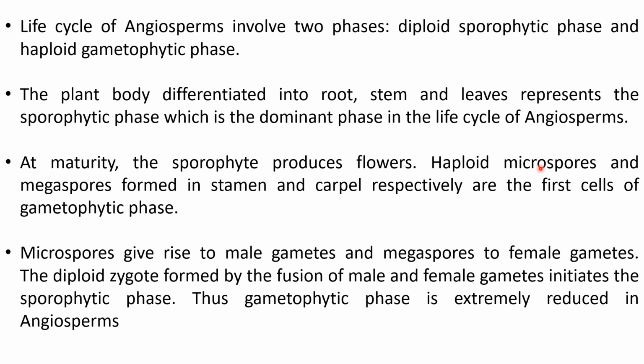Haploid microspores and megaspores, formed in the stamen and carpel of the flower respectively, are the first cells of the gametophytic phase. Microspores give rise to male gametes and megaspores form the female gametes. The diploid zygote, formed by the fusion of male and female gametes, initiates the sporophytic phase. Thus, the gametophytic phase is extremely reduced in angiosperms.